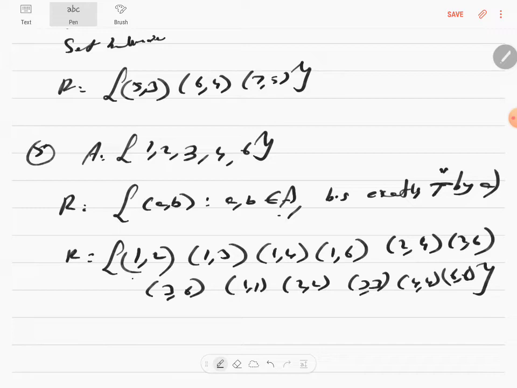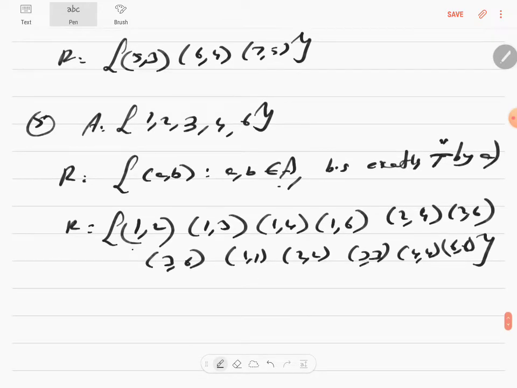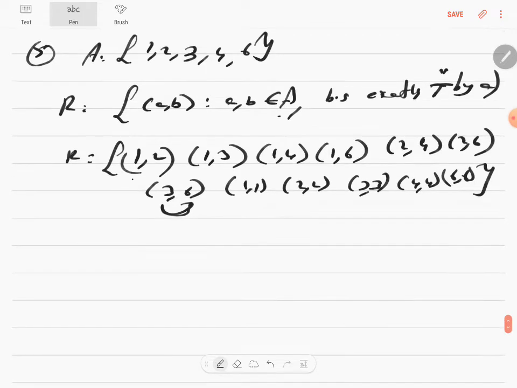Are you clear? Yes, ma'am. So it's exactly divisible by A. A has to divide B. I cannot interchange it. Okay. Are you clear? Yes, ma'am. So that is written in roster form.